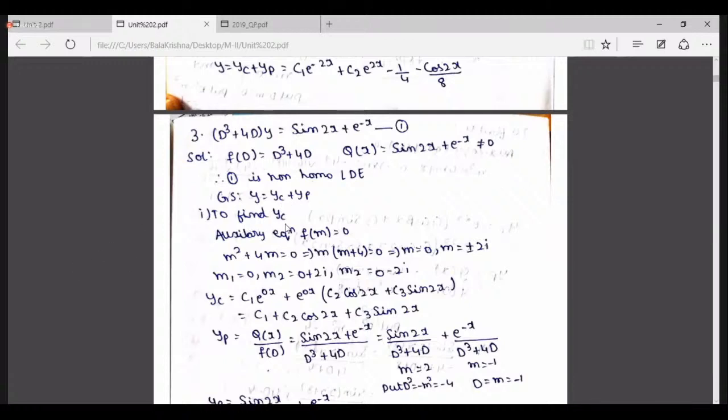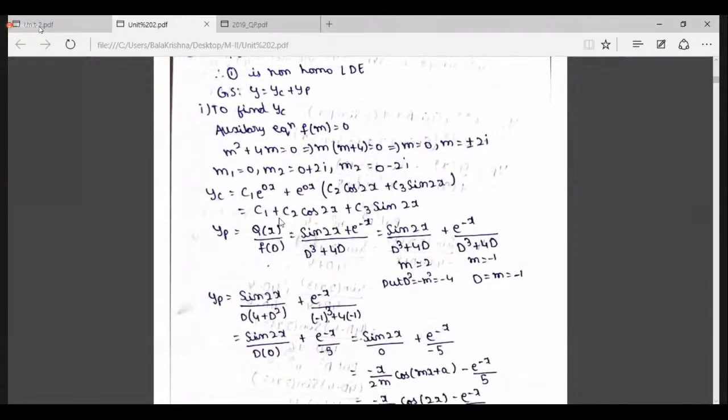To find the complementary function, you should solve its auxiliary equation f of m equal to 0, where f of D is D cube plus 4D. So f of m is m cube plus 4m equal to 0, such that the roots are 0 and complex and distinct, that is 0 plus or minus 2i. One root is real, so c1 e power first root x, plus the remaining two roots are complex and distinct, so you will have (c2 cos 2x plus c3 sin 2x) into e power alpha x, where alpha is 0. So this is the complementary function.